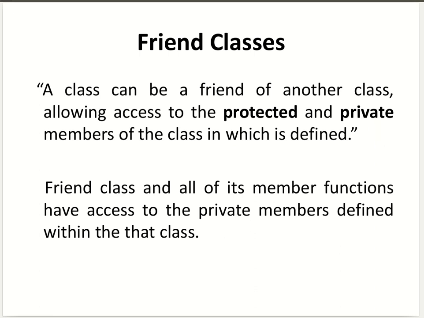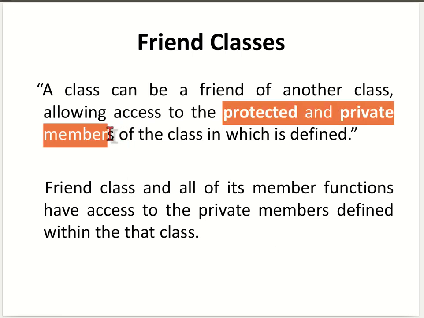The next is friend classes. Just like we have seen the friend functions, these are the classes which are friends to another class. So it can access the protected and private members of the class in which it is defined.